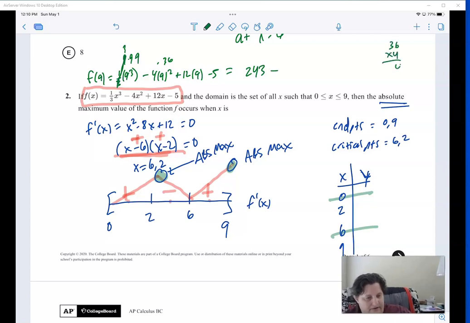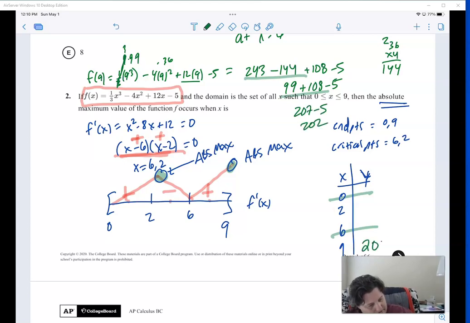9 squared is 81, times 4 is 324. I don't know, you guys, if it's no calculator and we are feeling a little brain dead, we just got to go old school, right? That's 144. That's 108 minus 5. Oh man, okay, I think I can figure that out. It's 243 minus 324 is negative 81. I mean, this looks like it's going to be the largest, but let's just see. That's going to be 207, so that's going to be 202. Dude, I did not like that.